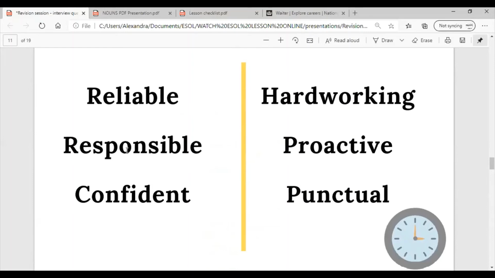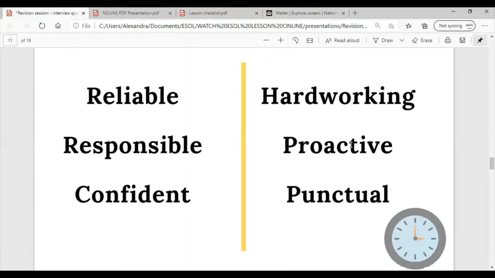You might say that you're responsible. So you might be responsible for having extra duties, extra tasks to carry out. You might be responsible for leading a team. You might be confident, so you might be very good at public speaking, meeting new people, and having very good interpersonal skills because you're very confident. And you're probably hardworking, so you work very hard. You're always putting in 100% effort. You're always turning up to work and to class.